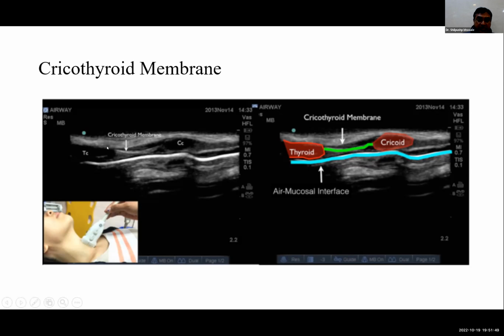And you can see this clearly with the ultrasound. This is the thyroid cartilage, this one is the cricoid, and this is the cricothyroid membrane. Never assume the air mucosal line to be the cricothyroid membrane, but probably it would not make a huge difference once you are getting access. But point to note is the air mucosal reflection is different from the actual cricothyroid membrane.